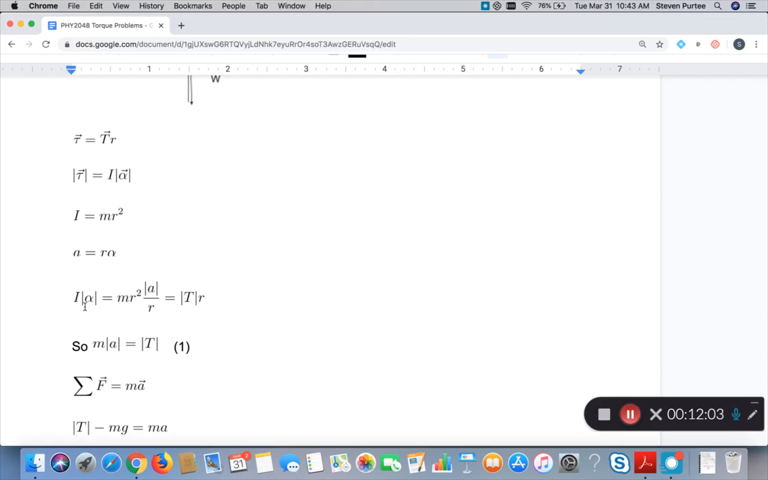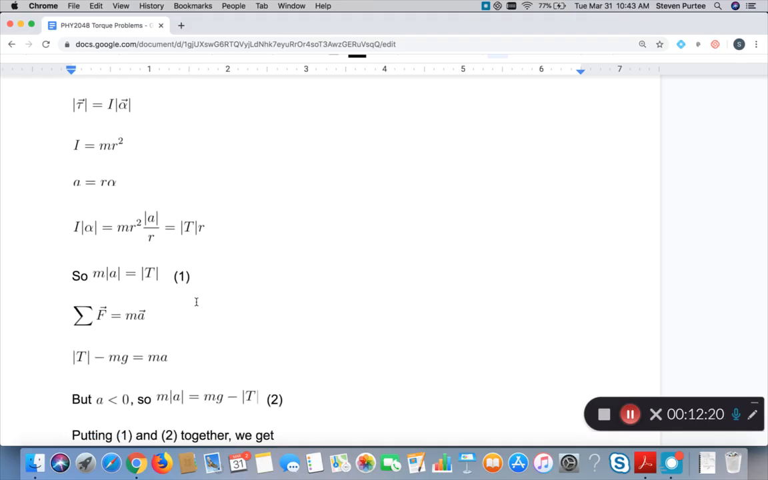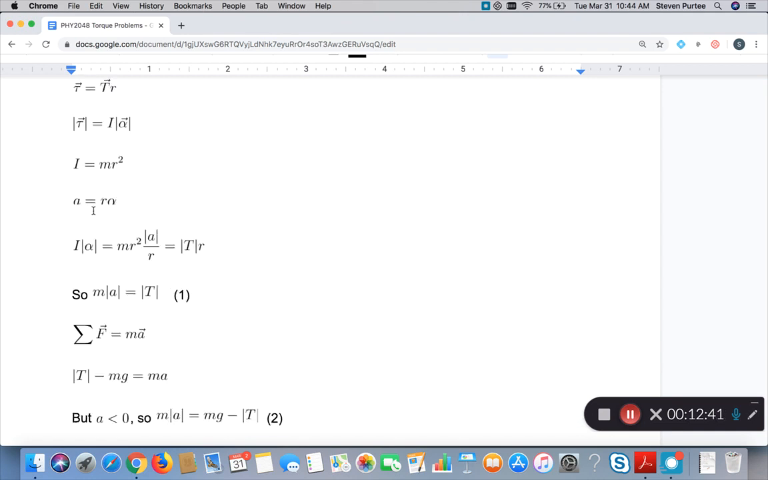I times alpha would be, there's I, mr squared, times a over r, that's alpha. And that must equal the magnitude of the tension times the radius. Okay, so now simplifying here, one of the r's cancel. We get ma equals T. Cancel out the other r. So the tension will be mass times the linear acceleration. Call that equation 1.